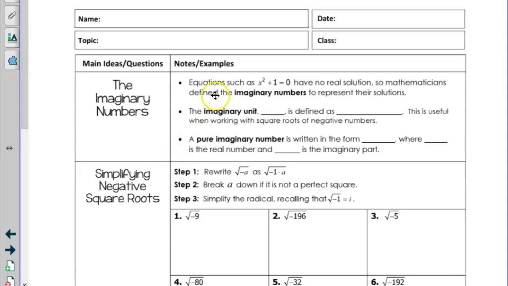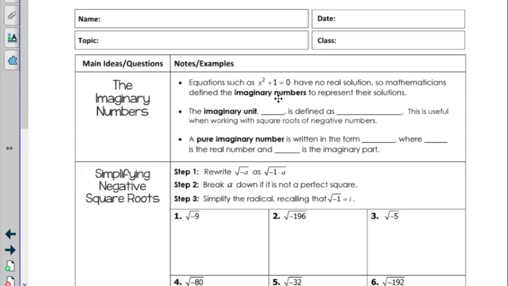Alright, so we have an example of the equations that we need to solve where the imaginary system will come in. If x squared plus 1 equals 0 has no real solutions, because you can tell what's going to happen. When you subtract both sides by 1, you get a negative 1. So you have x squared equals negative 1. Then you take the square root, and that's where the issue comes in.